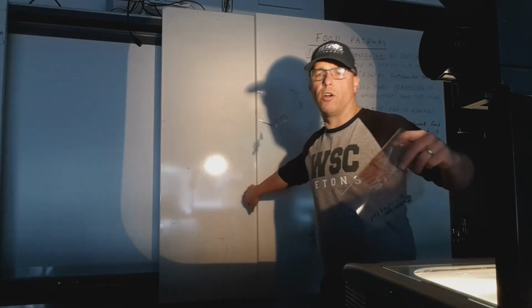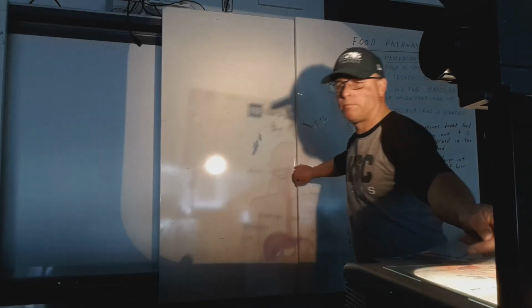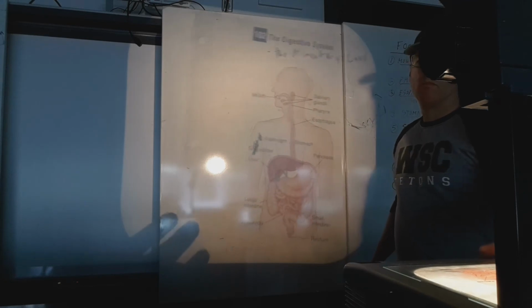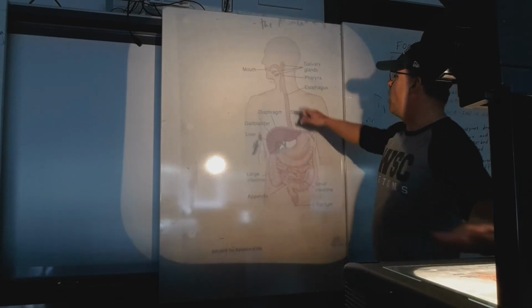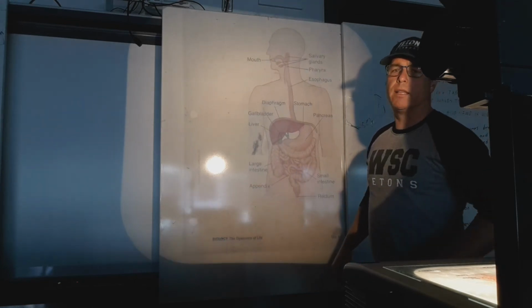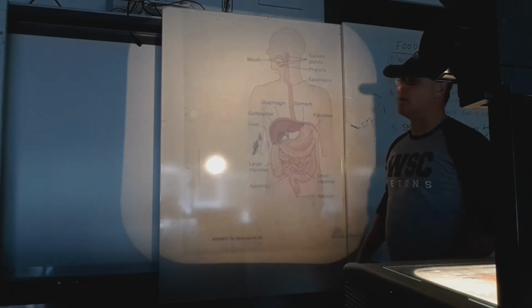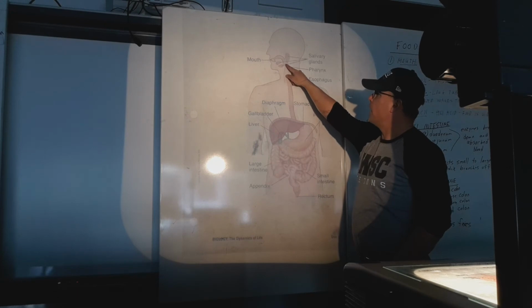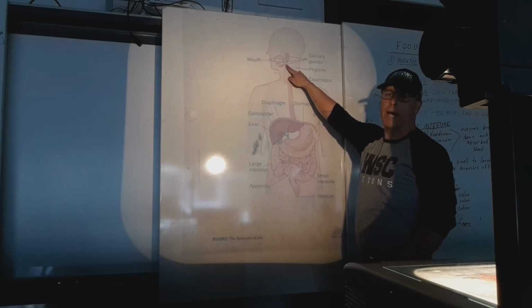You guys have this in your package. All right, we can see in the mouth, you've got salivary glands. There's three types. All right, sublingual, submaxillary, and the parotid. You can see the pharynx is where the food gets into the back.